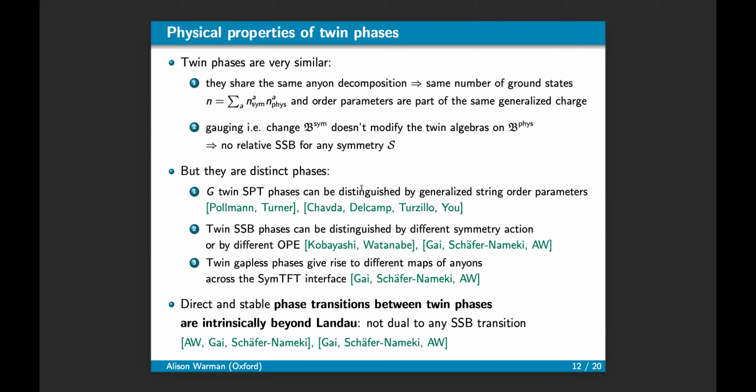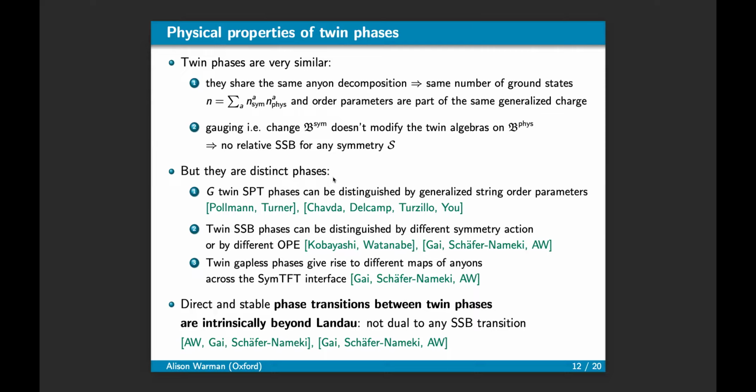However, they are distinct phases. So mathematically, the algebras are different, and physically, we can detect them using these more sophisticated techniques. For example, using the generalized string order parameters for these twin SPT phases that differ by 2-cocycles. For twin SSB phases, instead, we can look at different symmetry actions or different order parameters of local operators.